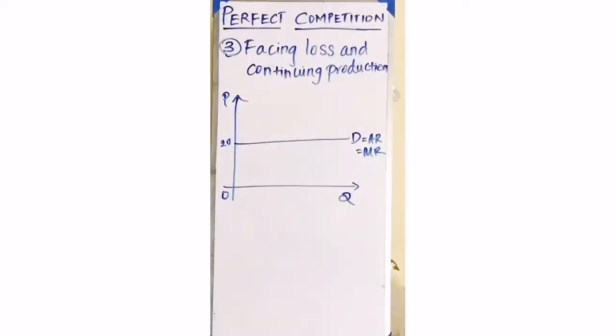The third situation is that the firm is going to face a loss, but still it's going to continue its production. So how would that happen? Let's see. Here we have the price 20, and demand is equal to AR is equal to MR.